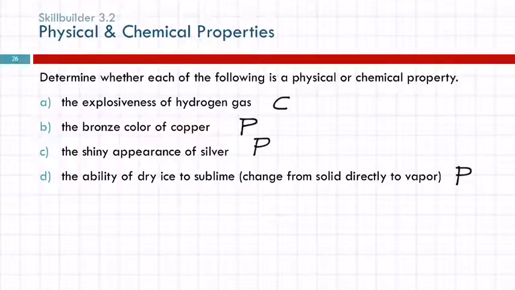So anytime it's talking about a state change, going from solid to liquid, gas to liquid, anything like that, that's just changing how the particles are interacting with each other. It's not changing the particles themselves. That's a physical property. When the particles are being changed is when you have a chemical property.